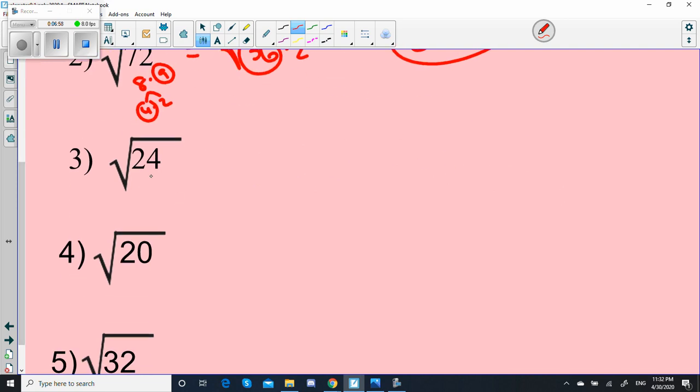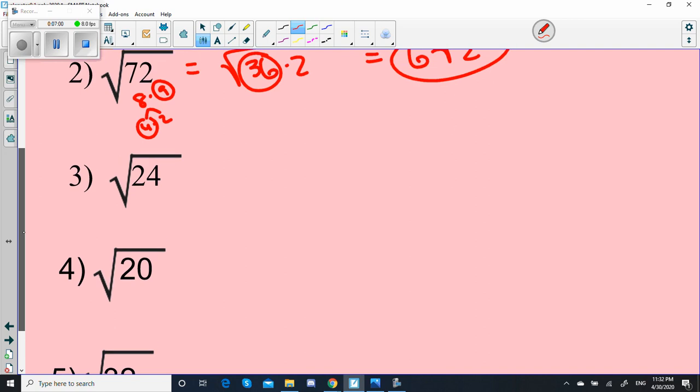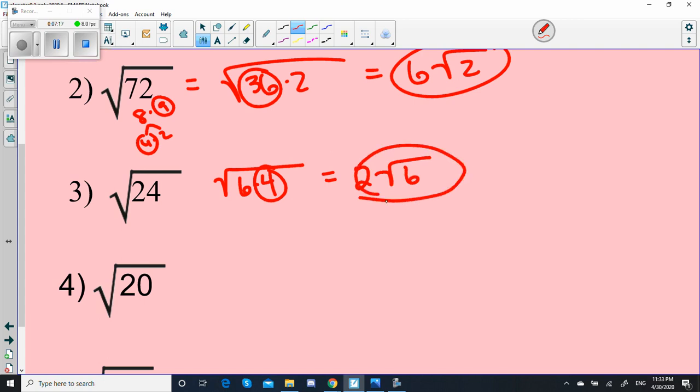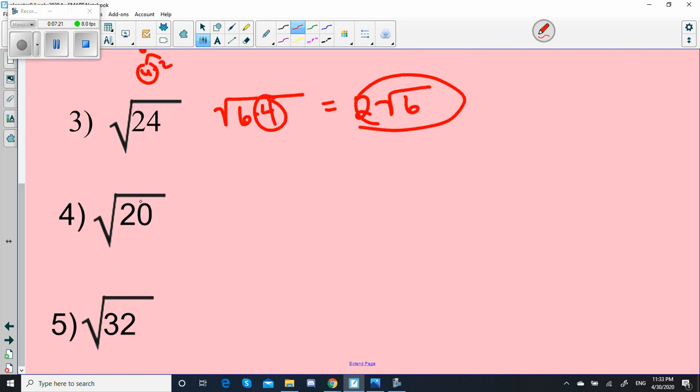Okay, radical 24. Let's see. 4, definitely. Let's do 4 times 6, 4 being the perfect square. The square root of 4 is 2. So 2 radical 6. 6 doesn't have any perfect square factors, so that's the answer. We've already done 20, so we'll skip that one.